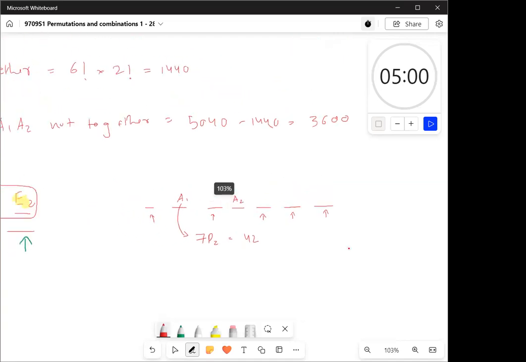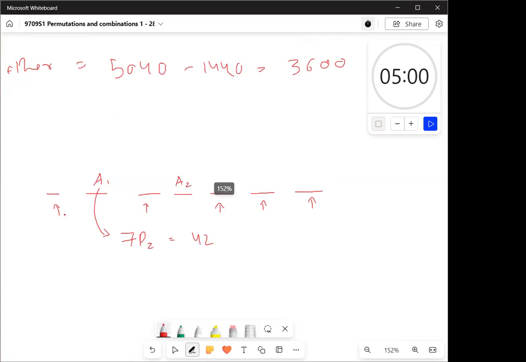So what other people are there? How many gaps are there? 1, 2, 3, 4, 5. So 5 factorial. This will be 5 factorial, 5040 again. 42 times 5 factorial, how much? 5040. Basically the 5, 0, 4, 0, same thing.